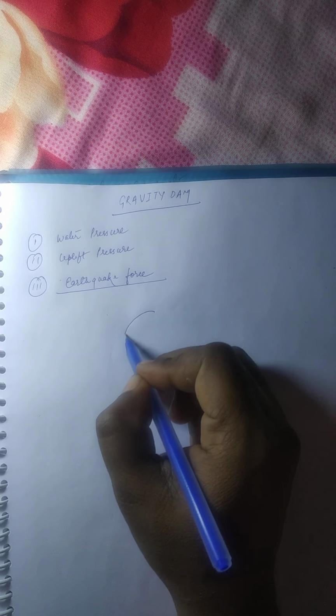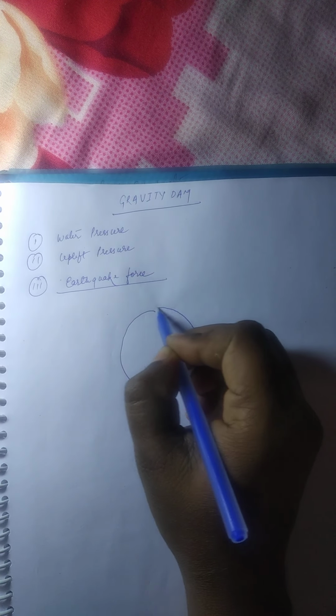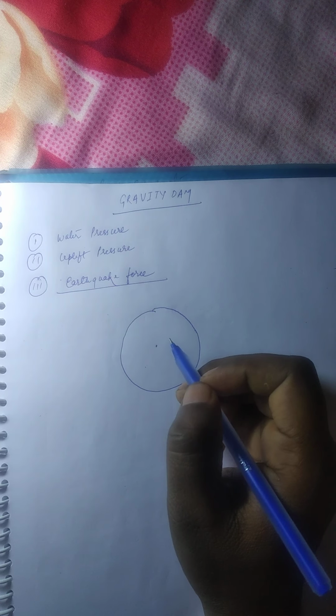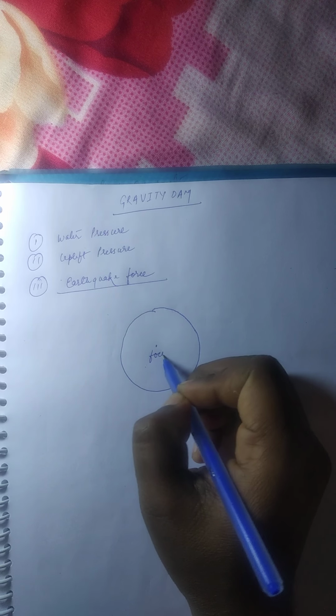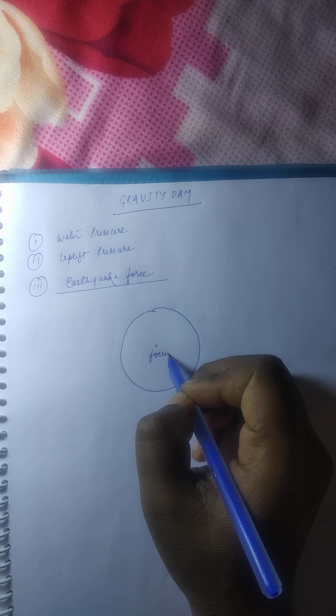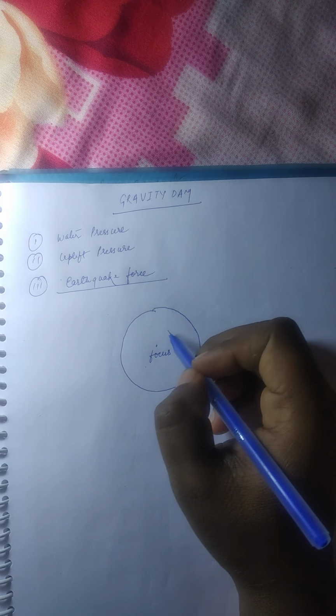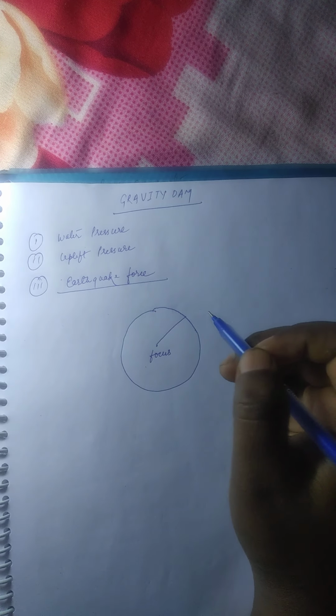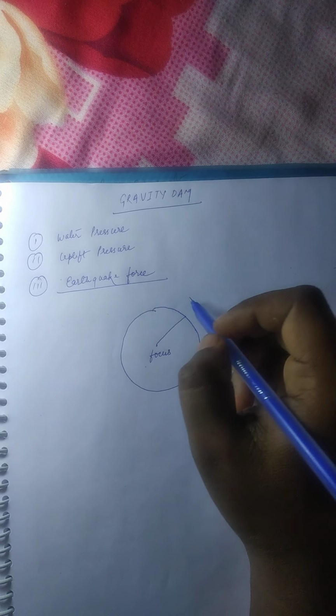If you see the diagram of the earthquake, its origin inside the earth's surface is called the focus. When it appears on the surface, this is called the epicenter.